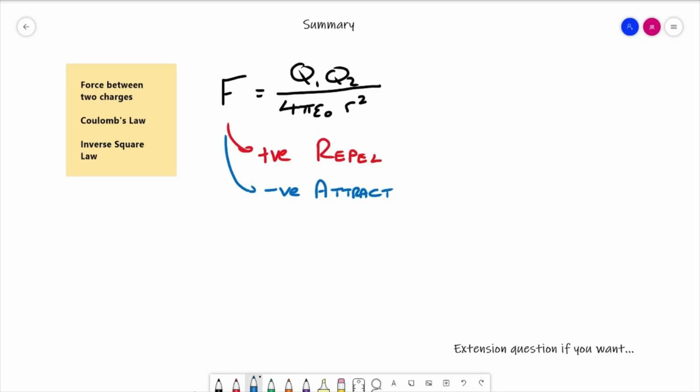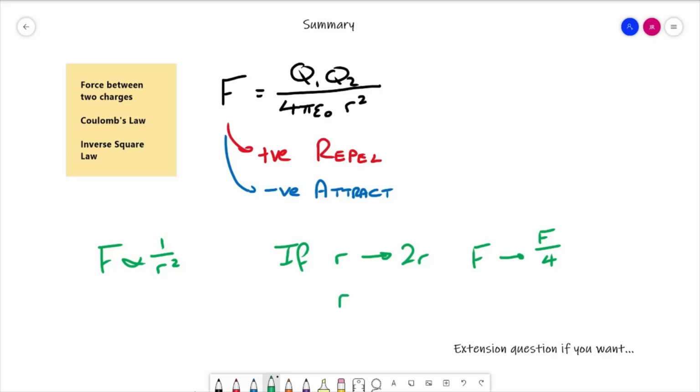We've also looked at some of the facets of an inverse square law, so remember that F is proportional to 1 over r squared. Now of course what that means is that if we go from r to 2r, so we double the distance, then the force will end up being 1 over the square of 2 of that, so it'll be a quarter of the original. If r goes to 3r, then F goes to F over 9, and so on and so forth.